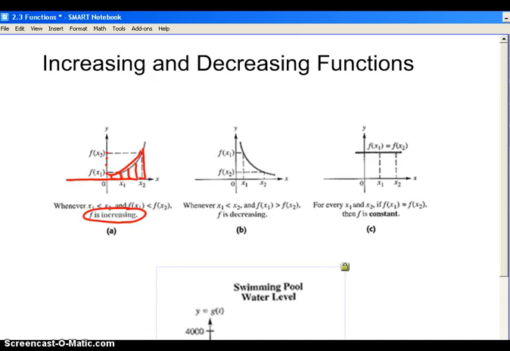On this graph here, you still read it from left to right, but as we come along, notice that it's getting lower and lower. So that is a decreasing function. And on this last example, as you go from left to right, nothing changes. That same y value appears all the way across. So that's called a constant function.